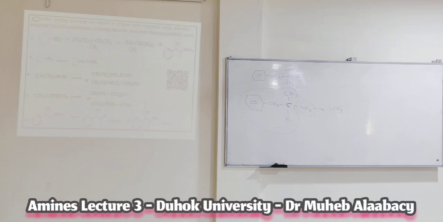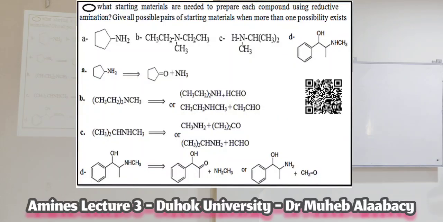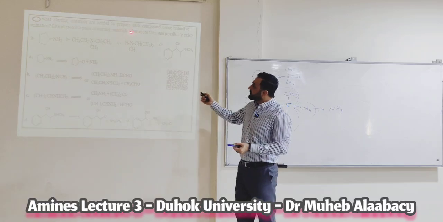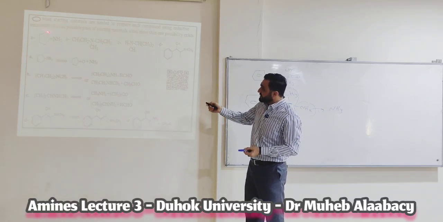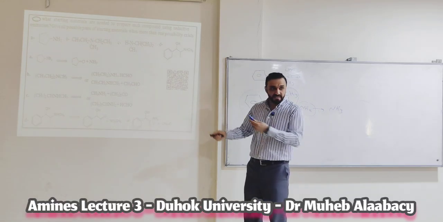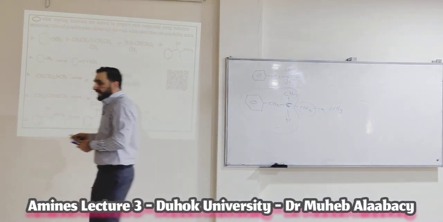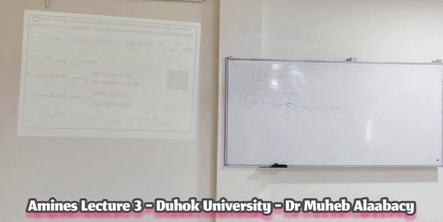So what do we have next slide? Resolved homework. Here we have resolved homework. He said, what starting materials are needed to prepare each compound using reductive amination? Give all possible pairs, all possible routes, all possible methods to prepare this compound. Okay, this compound, how many routes do we have to prepare it? Look, NH2, just one method. Khalas, there is no other possible method to prepare this compound. This comes from the ammonia.